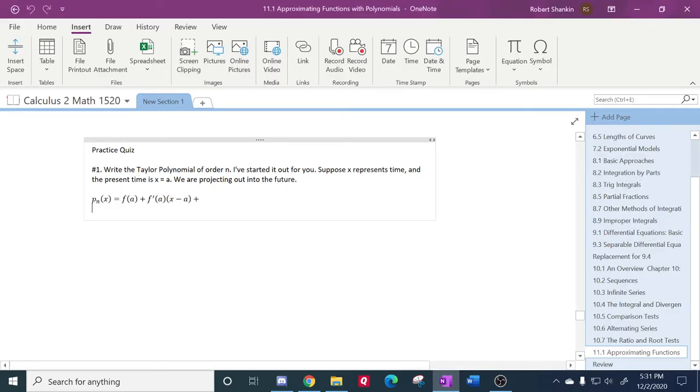Take you to this practice quiz for today. Write the Taylor polynomial of order n. I've started it out for you. Suppose x represents time, and the present time is x equal a. We are projecting out into the future.